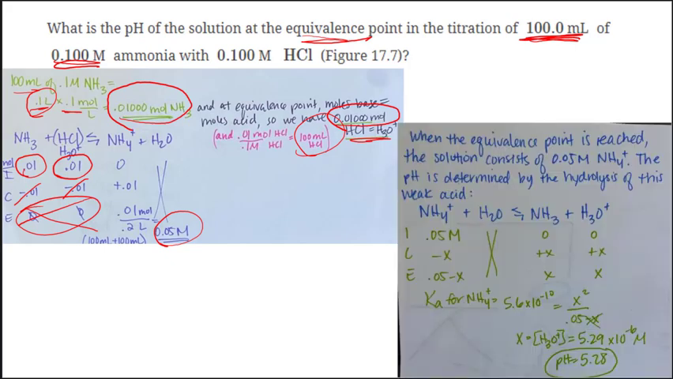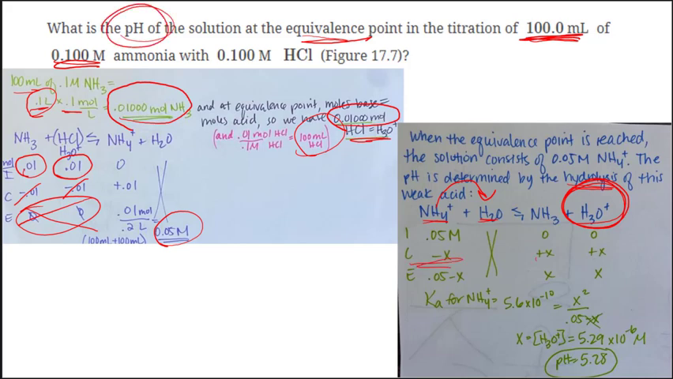But ammonium is not my hydroxide and it's not my H3O+. So to determine the pH, we need to do the hydrolysis of this weak acid. NH4 plus water. This acid will donate a proton to water, giving me that H3O+. That's what I need to determine the pH of the solution.